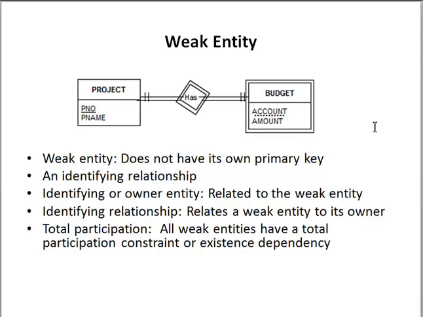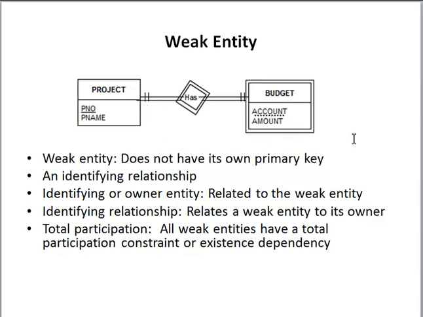And let's see, what other vocabulary we have here. We talked about the identifying entity, the identifying relationship. I think I listed it twice. And we have some indication here of what's called a total participation constraint. How do we know that that's there? Okay, so the double rectangle refers to a weak entity. The double diamond refers to the identifying relationship. And then we have these double lines here to indicate the relationship between project and budget.